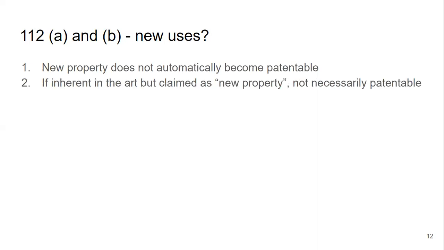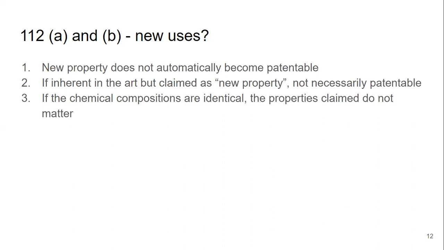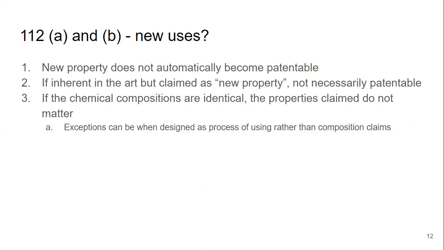So if it's inherent in the art but claimed as a new property, then it's not necessarily patentable. And so that's important too, just saying, well, it hasn't been defined in the art, hasn't been claimed in the art. Well, that just might be because it's an inherent property. So now if the chemical composition is kind of like what we talked about a moment ago, then the properties claimed do not matter. And this is, again, when you're claiming the composition.